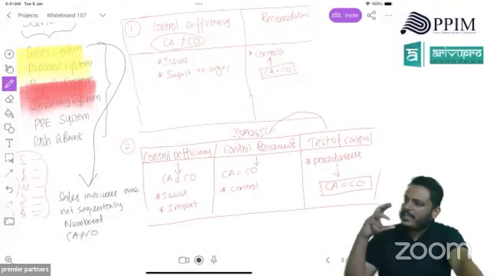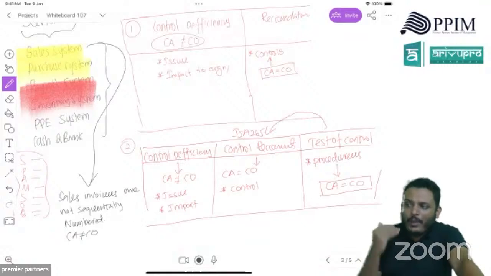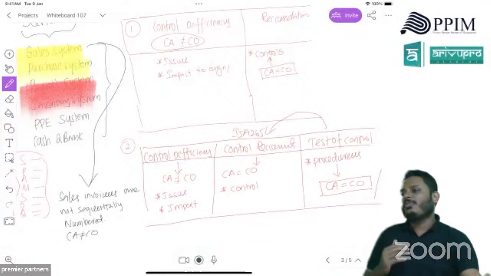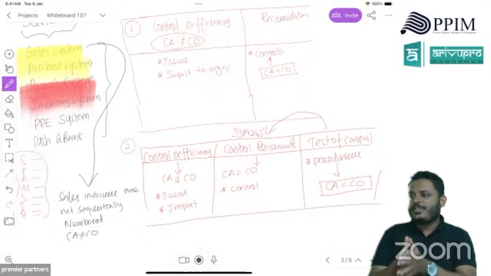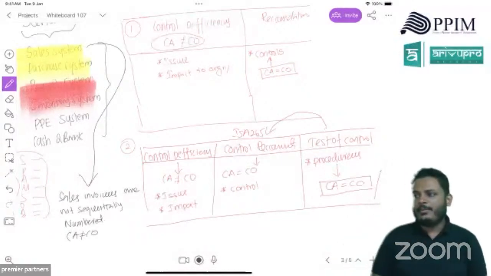Therefore, first identify the deficiency, that is, CA is not equal to CO. Then provide a recommendation, that is, you are suggesting a control. Then provide a test of control, which is simply a procedure over your recommendation.